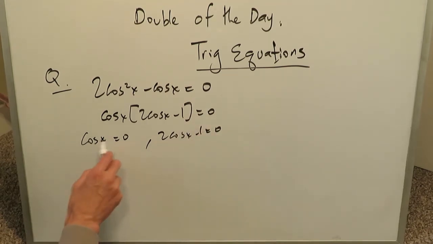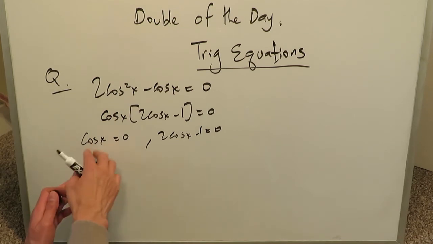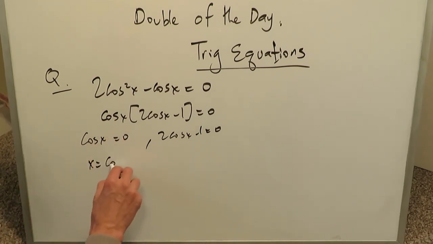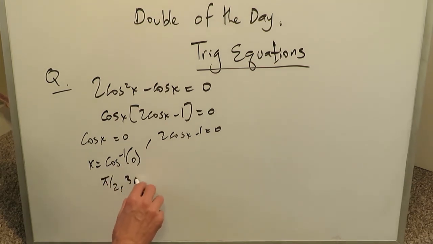Individually solve these out. If cosine x is equal to 0, x is equal to inverse cosine of 0, which means what? What angle, if you were to cosine it, you would get a 0. Those would be your 90-degree angles, pi over 2 and 3 pi over 2, meaning 90 and 270.